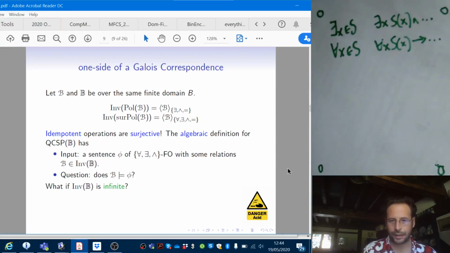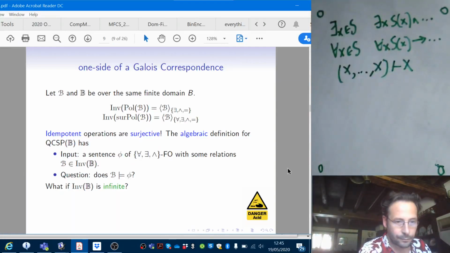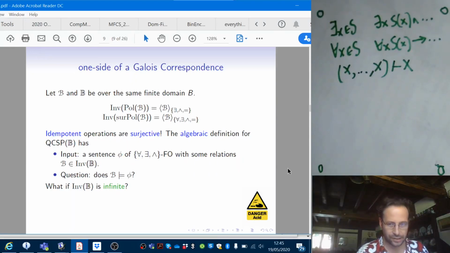So there's one side of a Galois correspondence that exists here. If B and 𝔹 are both over the same finite domain, then the invariants of the polymorphisms of B are precisely the things that we can define with exists and equals in CSP logic, in primitive positive logic over B. There's actually a Galois correspondence known for the QCSP as well, where we say the invariants of the surjective polymorphisms of B are precisely what can be defined over B with universal quantification, existential quantification, and equals. Idempotency is the condition that the tuple of x's maps to x. These idempotent operations are obviously surjective. So if we restrict ourselves to the idempotent case, this is equivalent to when the constraint language has all constants added, then everything becomes surjective for free, and these two Galois correspondences coincide, as it were.